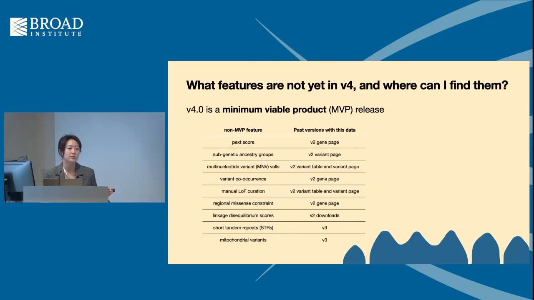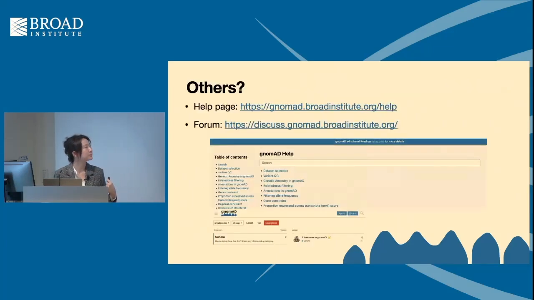So what features are not yet available in V4? We have a help and FAQ page section about this, but previous scores, like the pext score or multinucleotide variant calls, oh, sorry, that's a typo, variant co-occurrence, all of these are not available yet in V4, and they will be coming soon. We do list on this page where you can find the current versions of these metrics, so I encourage you to check that out. And again, please do keep an eye out on this space.